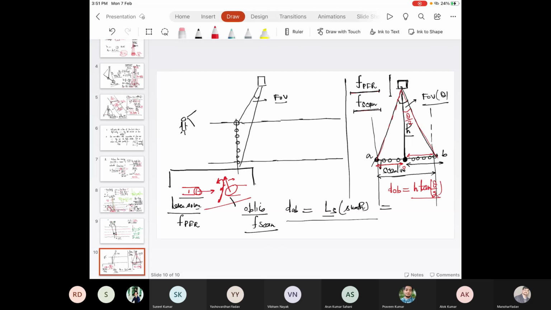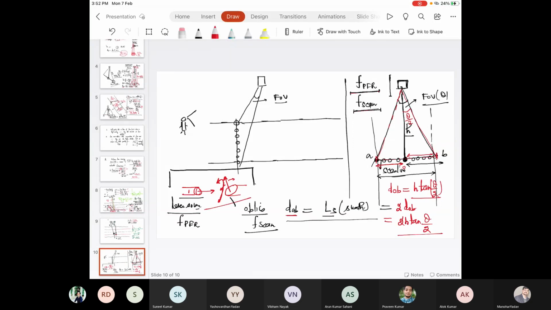And I told you that this length AO is equal to OB. So AB is equal to 2 times OB. It will be equal to 2H tan theta by 2. So this is the length of a swath. So this length is known.